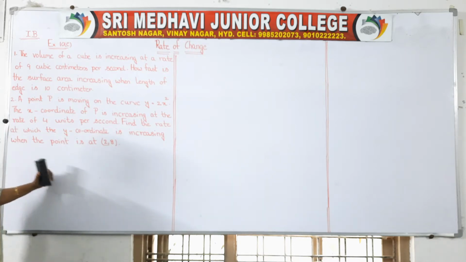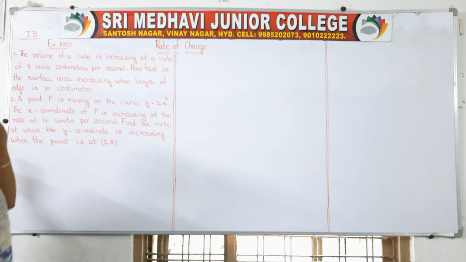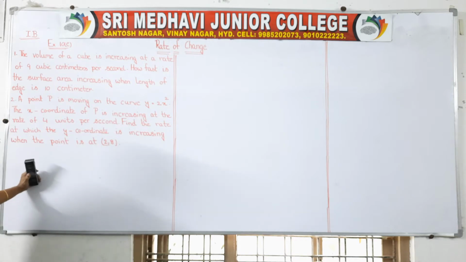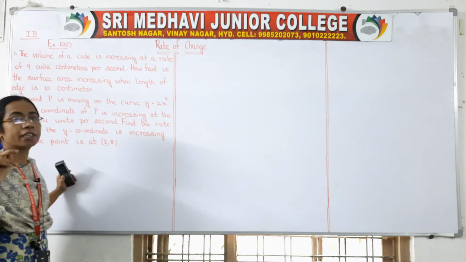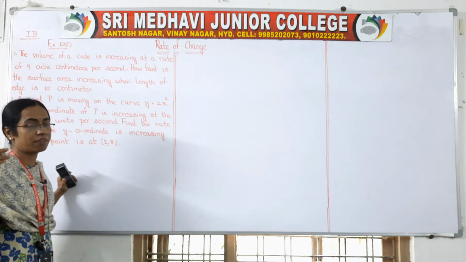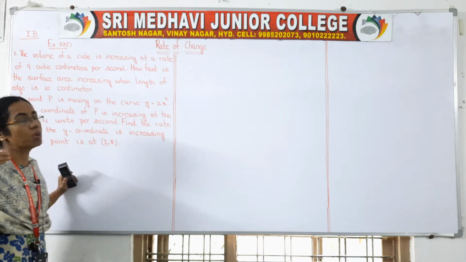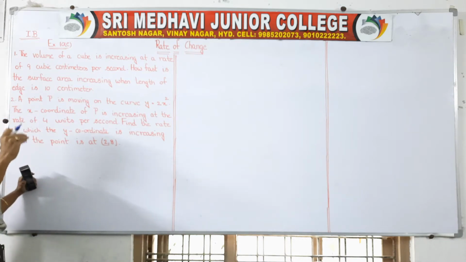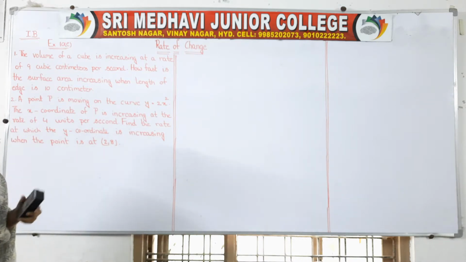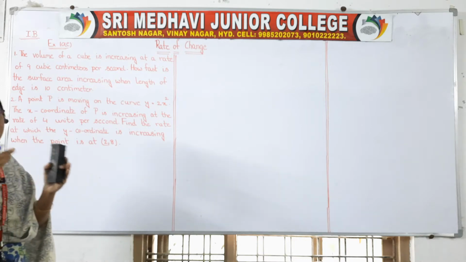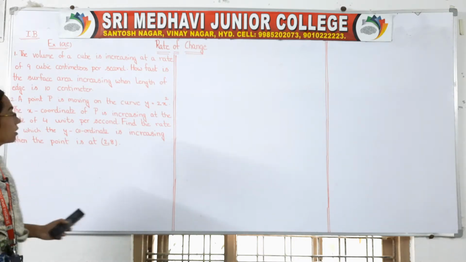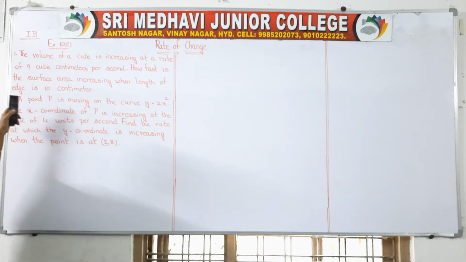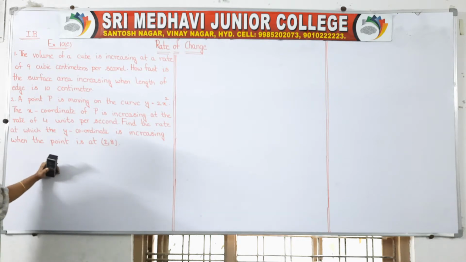The volume of a cube is increasing at a rate of 9 cubic centimeters per second. So one cube is there, with 6 faces. You know very well what a cube is. Its volume is increasing at 9 cubic centimeters per second, that means per second 9 cubic centimeters of volume is increasing in that cube. So how fast is the surface area increasing when the length of the edge is 10 centimeters?